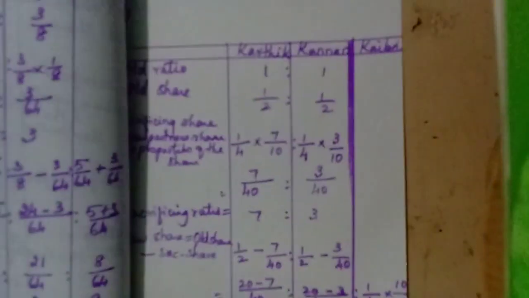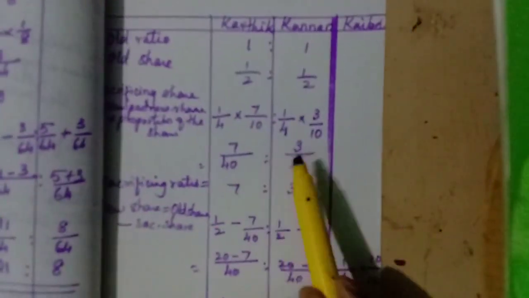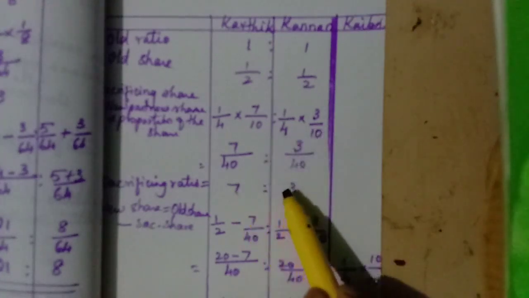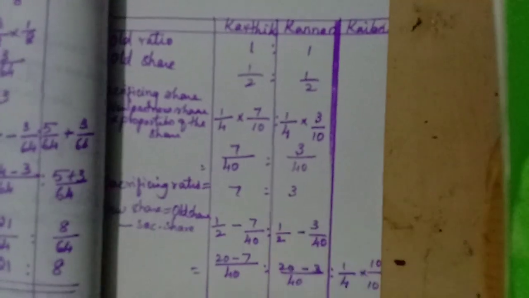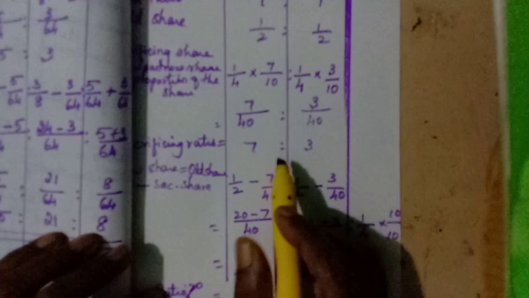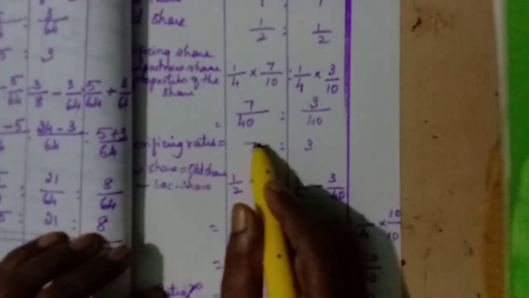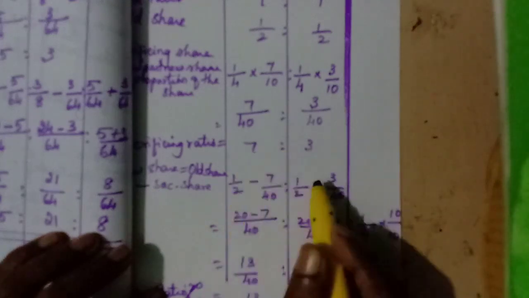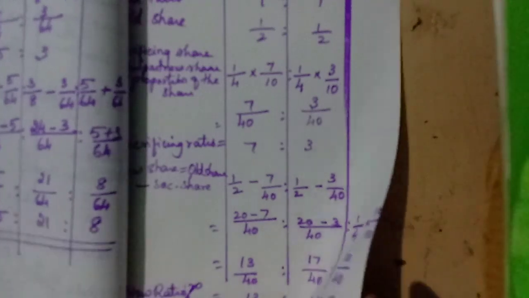In the same method, here equal means one ratio they have given, isn't it? In the last problem, 14th exercise, they have given the share sacrificed ratio 7:3. This sacrificing ratio they have given. Here they have given equally, so we have to take this as 1:1. 1 is to 1 means 1 by 2, 1 by 2.